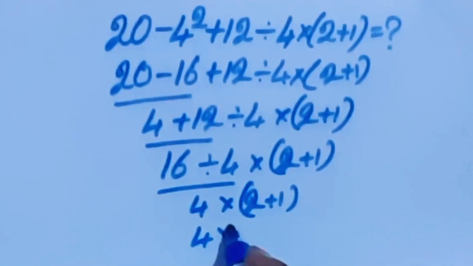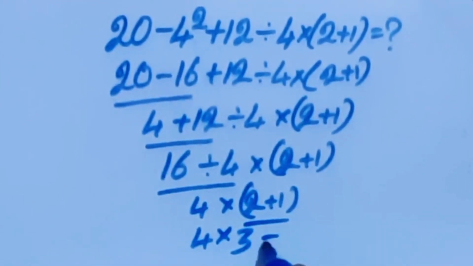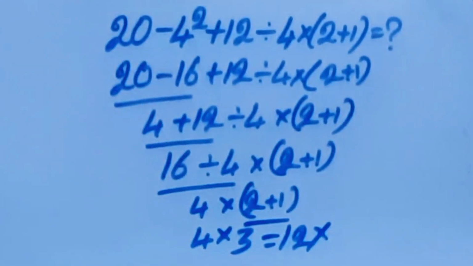Here 4 times this is 3. Here 4 times 3 is 12, which is the wrong answer. As per this order of operation, this 12 is the wrong answer.